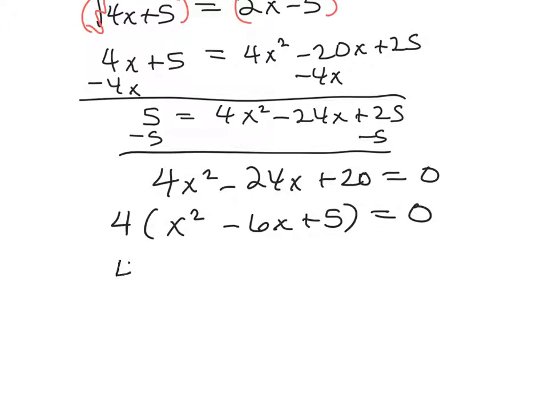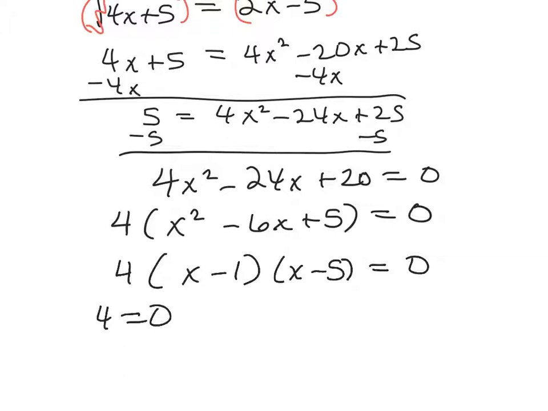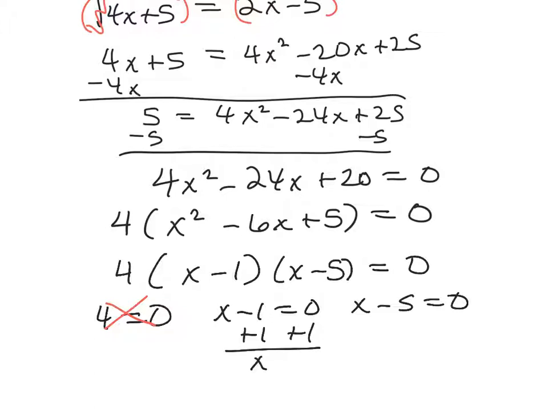I now can factor the trinomial. Factors of 5 that give me negative 6 are negative 1 and negative 5. I now set each of the factors equal to 0. Again, the GCF does nothing for me. However, I can solve the other two. So add 1, x equals 1, add 5, x equals 5.